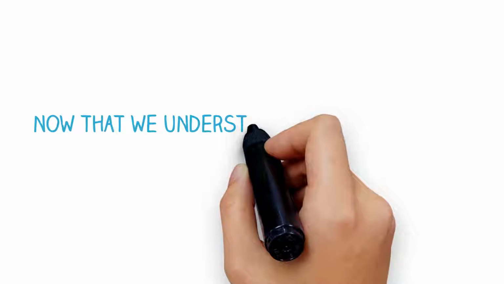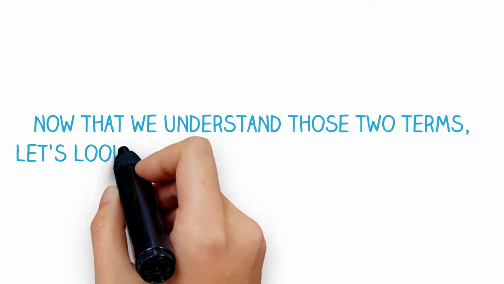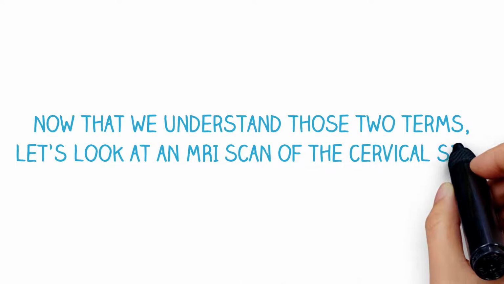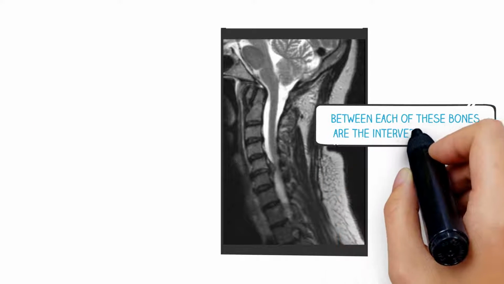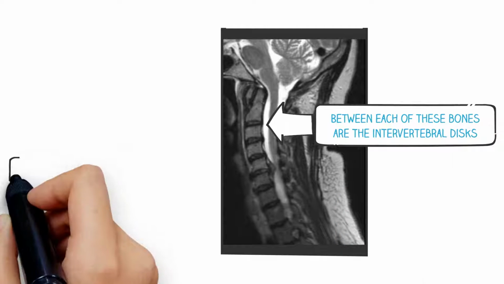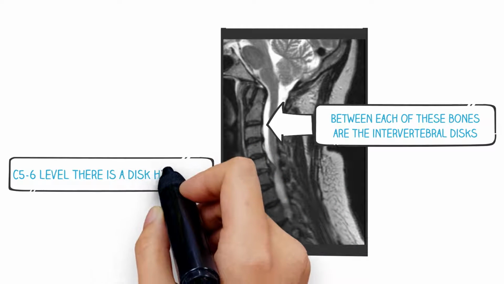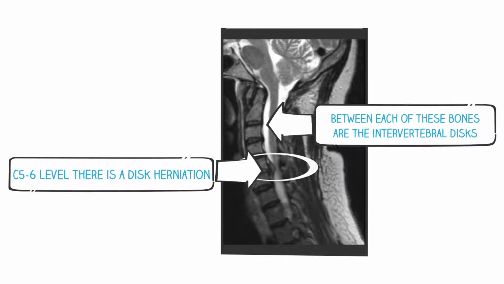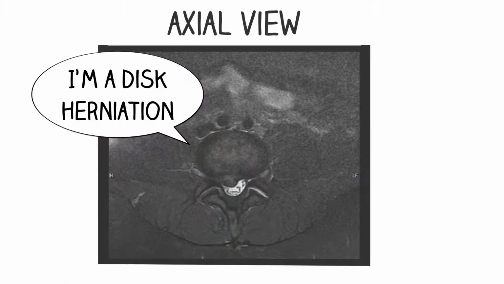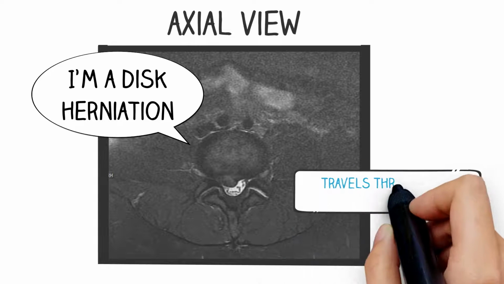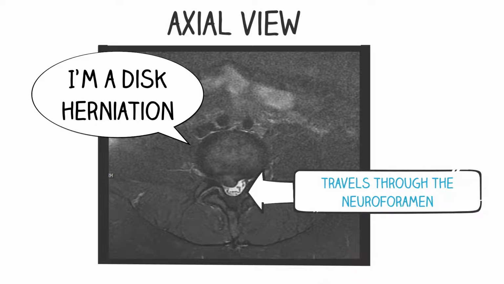Okay. Now that we understand those two terms, let's look at an MRI scan of the cervical spine. Between each of these bones are the intervertebral discs. Here at the C5-6 level, there is a disc herniation. On this view, we can see how the disc is bulging out towards the spinal cord and the nerve roots. And when we switch to a cross-section, called the axial view, we can see how the disc bulge is off to one side, and putting pressure on the nerve root as it travels through the neuroforamen.